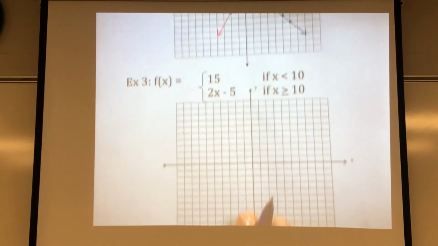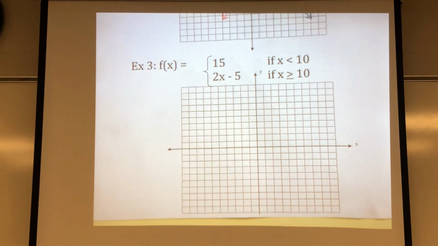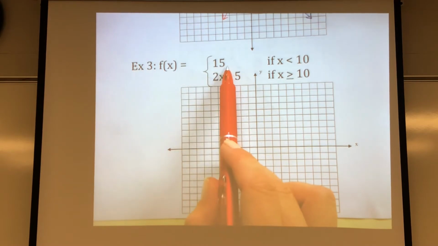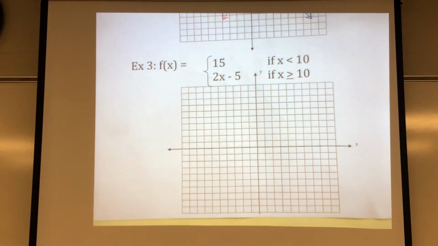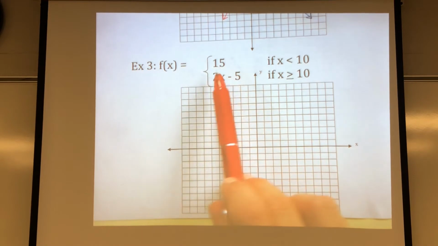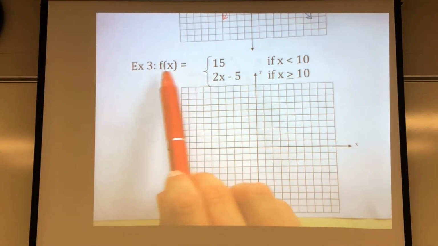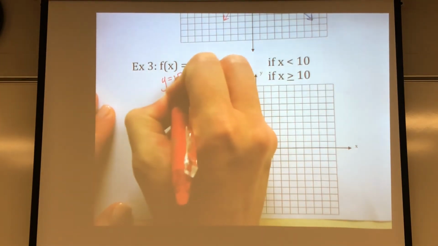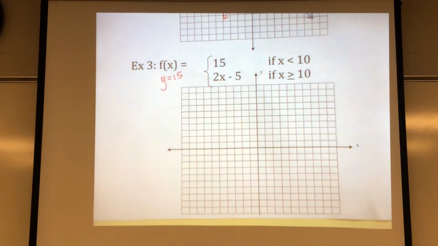All right, our last one for this part. We get to see something a little unique on this one. Instead of having a typical linear equation that has an x in it, we just have the number 15. Okay, so 15, remember f of x is another name for y. So this is kind of like having the equation y equals 15. If you remember from Algebra 1, anytime you have a y equals equation, that tells us we're going to have a horizontal line. We're going to have a horizontal line at y equals 15.